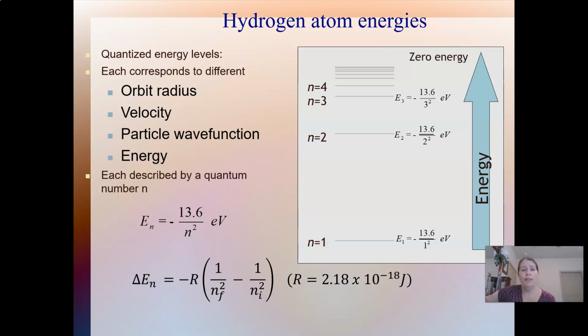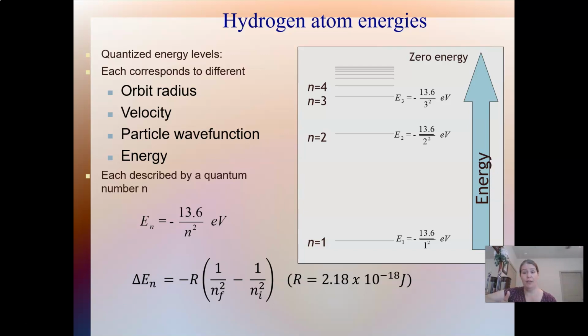So each one of these energy levels corresponds to a different distance from the nucleus, or orbital radius. Since we're then talking about traveling a different distance, that does mean we're going to have a different velocity. And eventually we come to understand that that means a different wave function and a different energy. And those levels are eventually going to be described by the quantum number n. What energy level are we in?